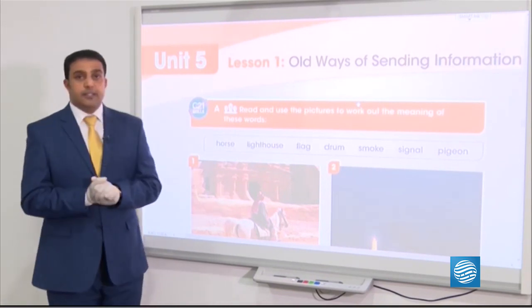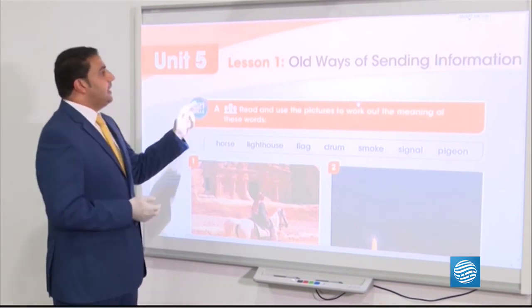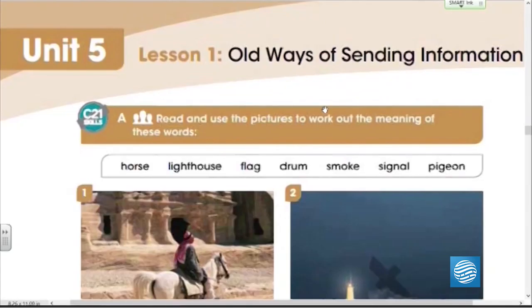Okay, ready? Good, let's start. Lesson 1, old ways of sending information. What's the meaning of send? Send means when you take something to someone else by a way, by another way. So if I send a message, that means I give you a message by a way. Old ways: old means something in the past, used in the past. Ways means techniques or things we used before to send the message.